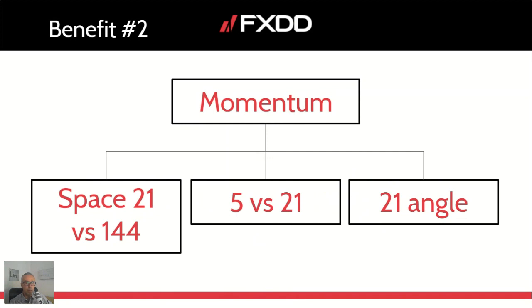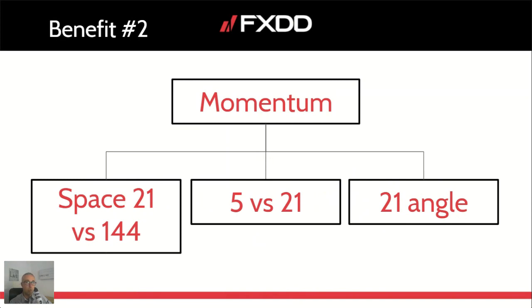Other key moving averages for momentum are the short-term moving averages, 5 and 8 EMA. Very useful for understanding that, but also comparing two EMAs: 5 versus 21, 5 versus 8, 5 versus 13. Very good for understanding momentum right now. So that can give extra information.